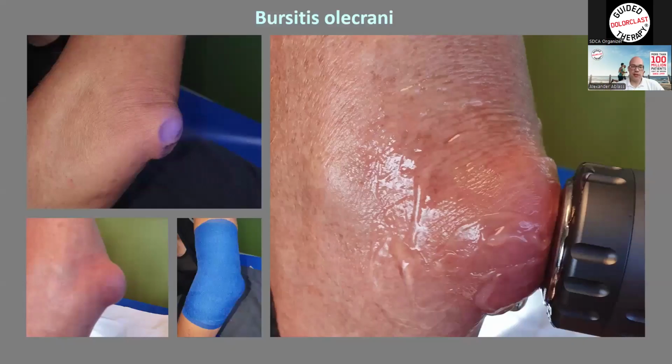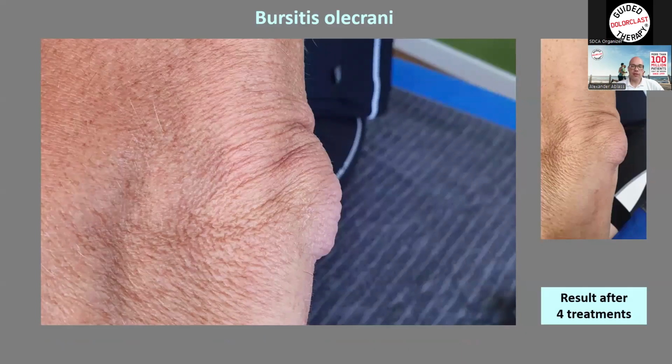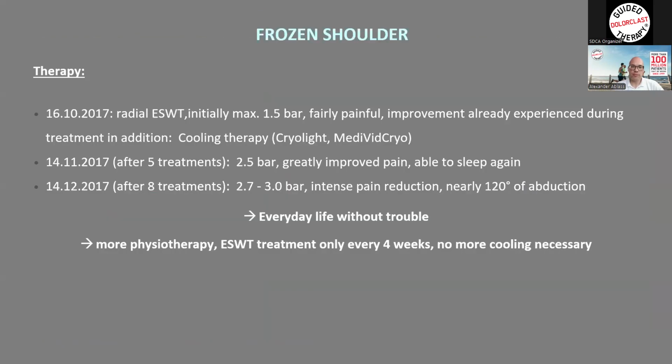Bursitis, capsulitis. This was an elbow spur which caused bursitis in the elbow. Treatment result after 4 treatments: no pain, proper healing, no swelling, full range of motion.